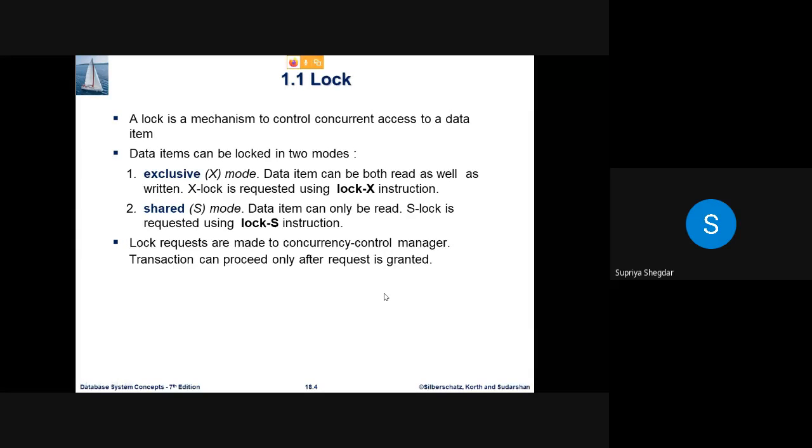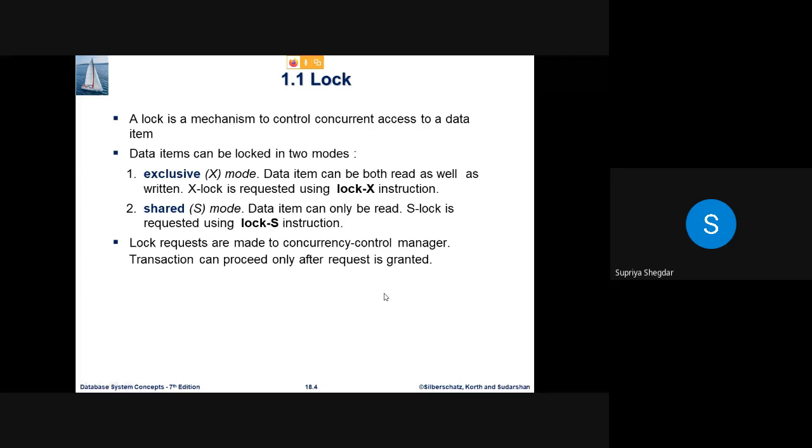So we can avoid such kinds of inconsistent state with the help of the lock system. There are two types of locks, or we can say that the transaction can lock the data item in two modes. The first one is the exclusive mode and the next one is the shared mode. The exclusive mode is denoted by X, and the shared mode is denoted by S.